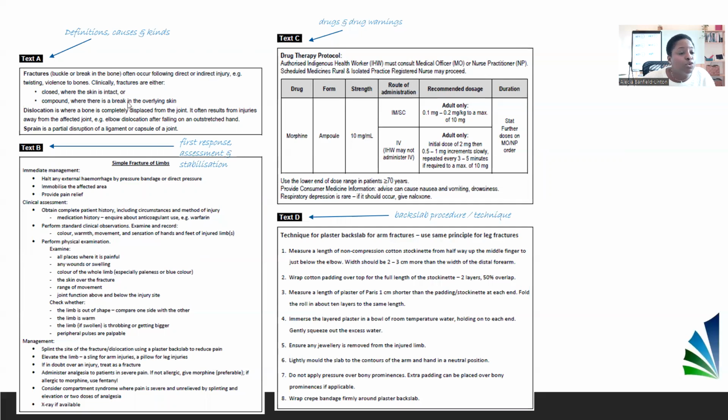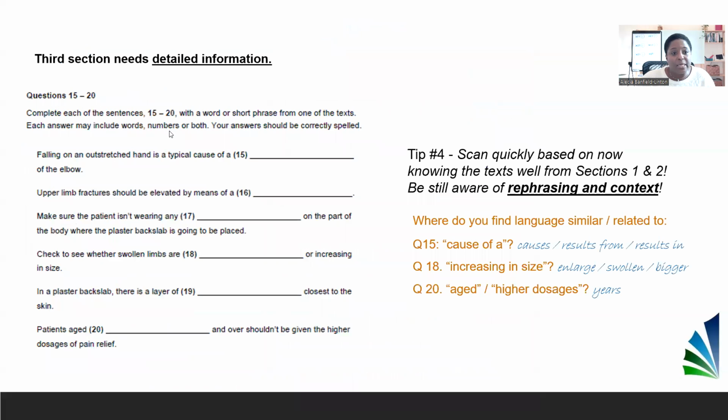Okay, so let's read around just to make sure, because sometimes, as we saw before, the answer could possibly be in two places. So it often results from injuries away from the affected joint, example, elbow dislocation after falling on an outstretched hand. So the answer here is dislocation of the elbow. Dislocation is what you're writing here.